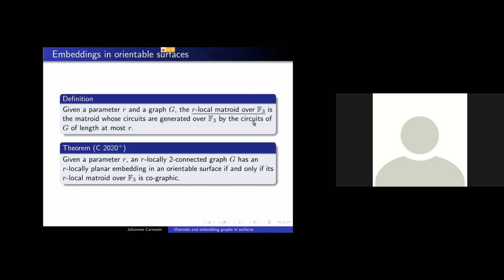Right, and this is just the same definition of the r-local matroid, but over F3. And then the theorem is, for F3, you're given a parameter r, and an r-locally 2-connected graph G has an r-locally planar embedding in an orientable surface if and only if its r-local matroid over F3 is co-graphic. So again, a Whitney type theorem: embedding in an orientable surface that's locally planar if and only if some matroid is co-graphic.